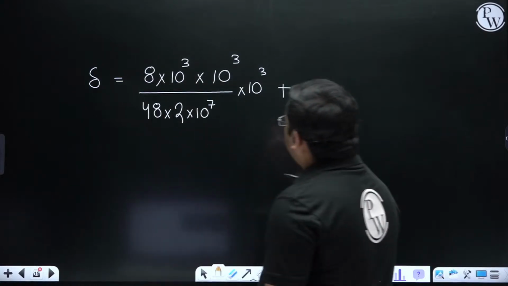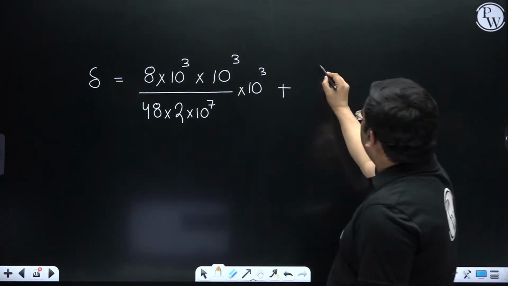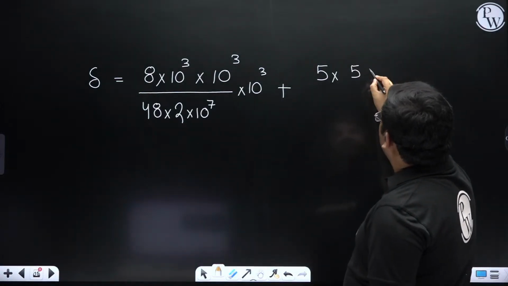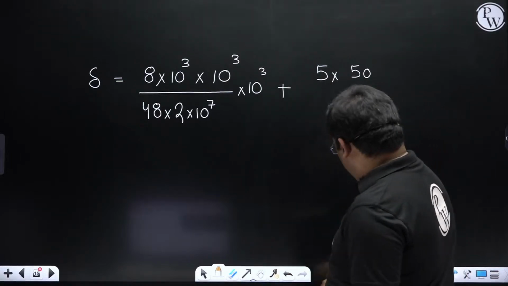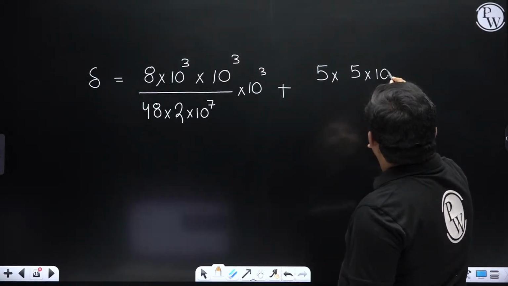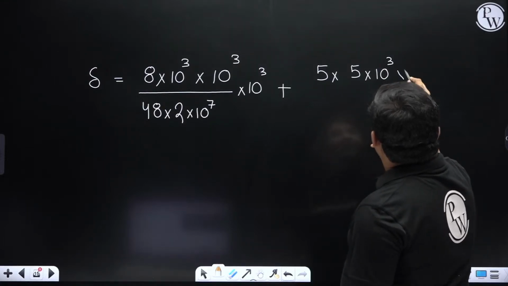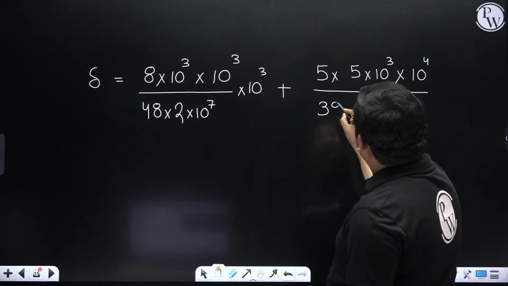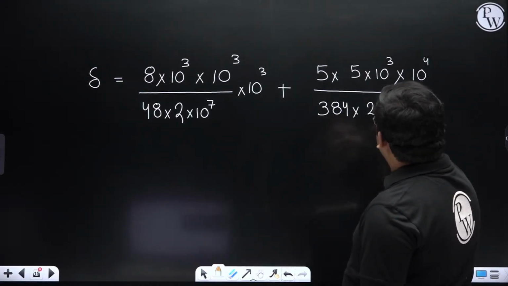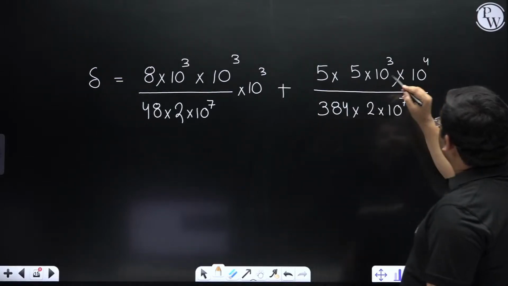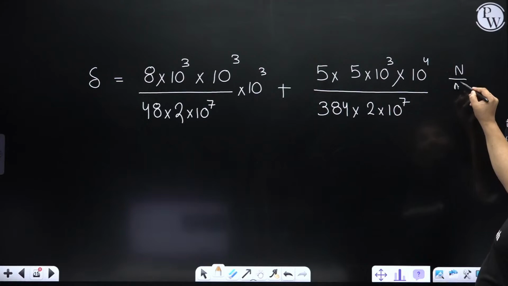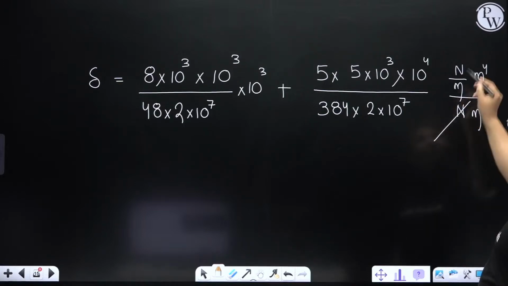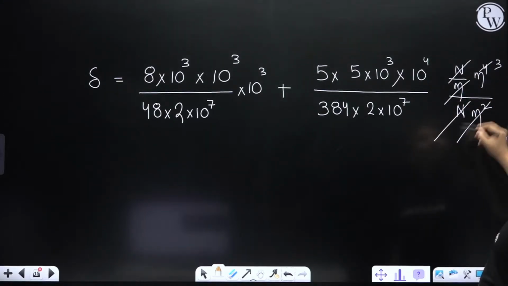Similarly, the second one is 5 W. W is 5 only, but it is kilonewton per meter. So what will I do? I'll convert it into Newton per meter. So this much Newton per meter into L to the power 4 divided by 384 and then EI. Now you see, this is Newton per meter and then meter to the power 4 divided by Newton meter square. So Newton gets cancelled. This is meter cube and I get it in meter.